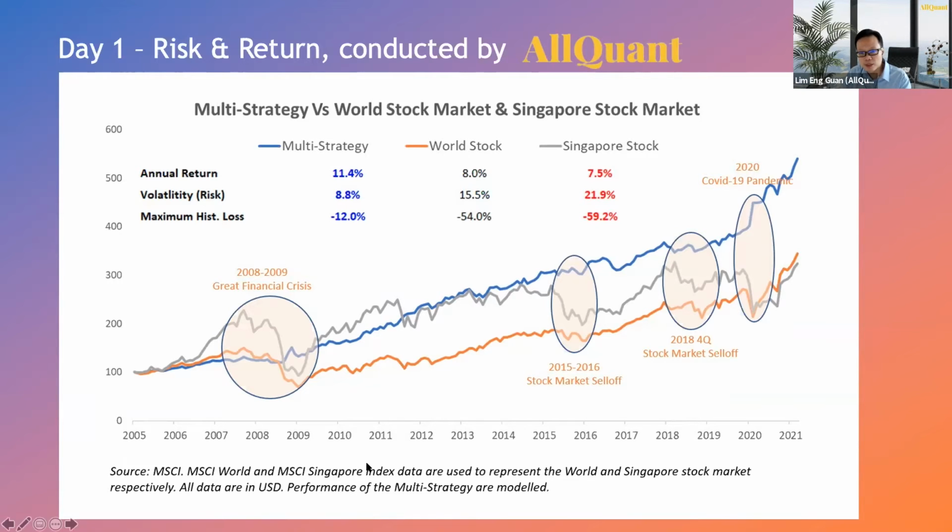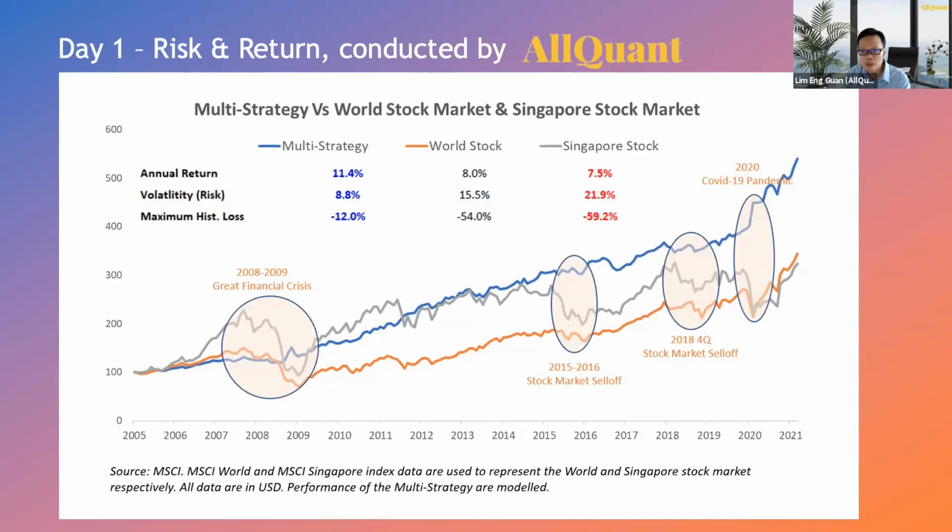Okay, so the thing is, when you diversify in the right approach, you can potentially achieve not only a higher return. So you can see from here, the return of the multi-strategy portfolio is 11.4%, and that compares favorably against the global stock market, which only gives you 8%, and the Singapore stock market 7.5%, over the period considered from 2005 to 2021. And the more notable thing is the risk level taken. If you look at the volatility, the multi-strategy approach takes only 8.8%, which is much lower than 15.5% for global stocks and almost 22% for Singapore.